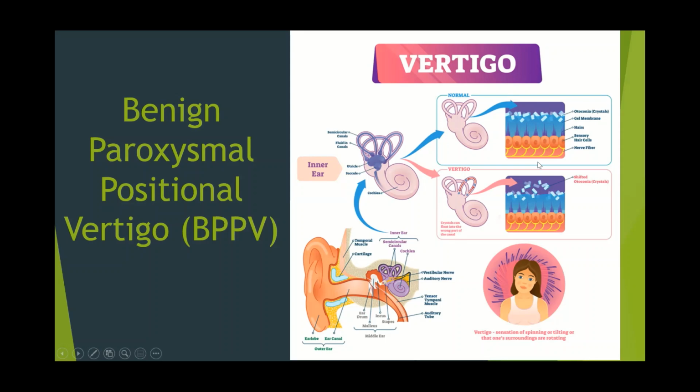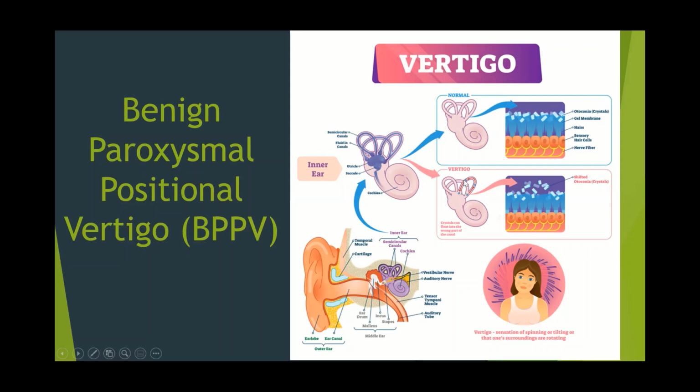If these crystals get dislodged, which you can see here in this bottom picture, they can actually start to float within these canals. As you move your head in different positions, up and down, side to side, and turning one way or the other, fluid flows through these canals. As fluid flows through them, it tells your brain what position you're in: I'm standing, I'm sitting, I'm looking to the left, I'm looking to the right.